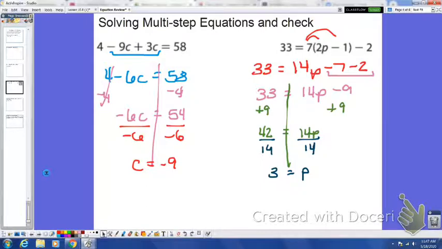And if we substituted that back in there, it would give us 33. So if we did 2 times 3 is 6, minus 1 is 5, times 7 is 35, minus 2 gives us our 33. Okay, so quick mental check. It did check out.